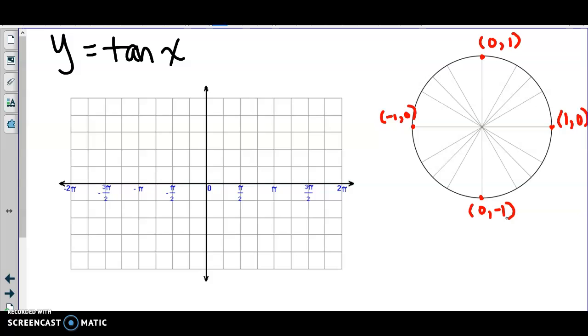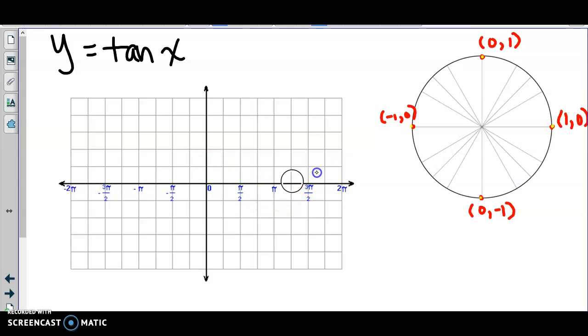So for example, sine went 0, 1, 0, negative 1, 0, going through your graph, and sine looked like this. Cosine was the x value, so we started at 1 because it's the x. 1, 0, negative 1, 0, 1, and cosine was this graph.